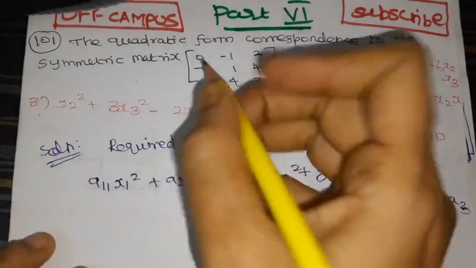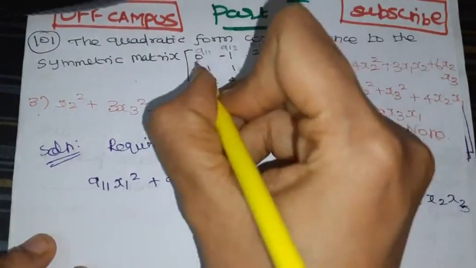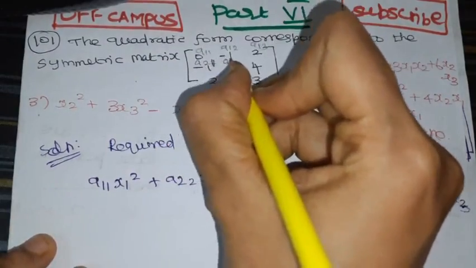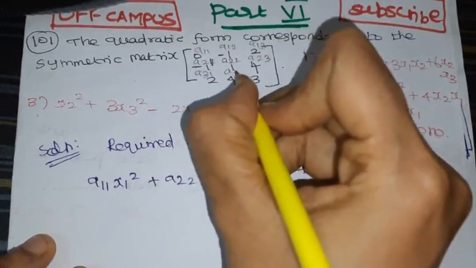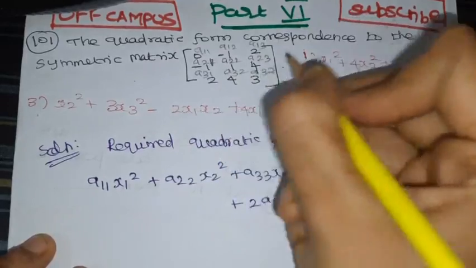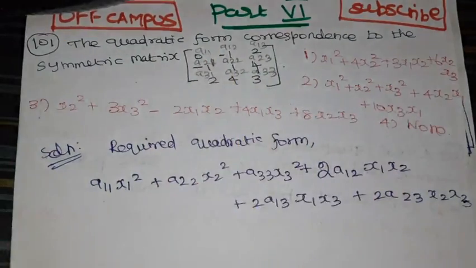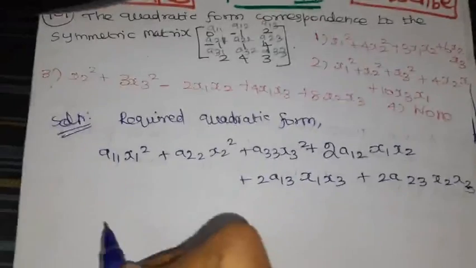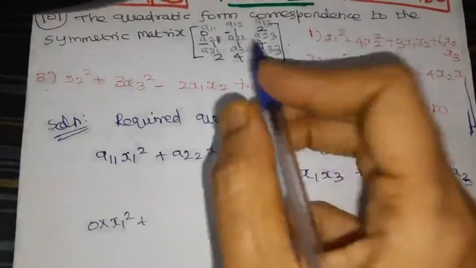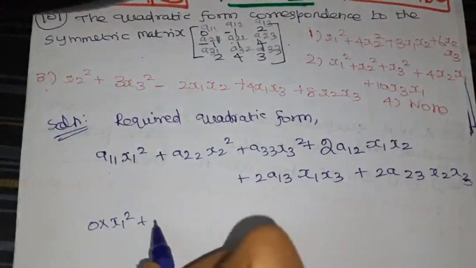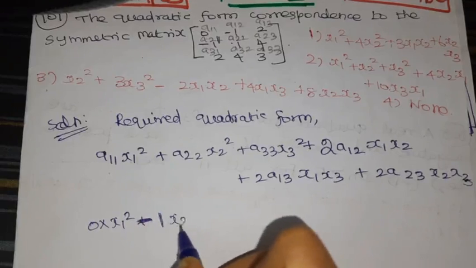In that, what is a11? Write down a11, a12, a13, a21, a22, a23, a31, a32, a33. So just substitute all these values. So a11 x1 squared: a11 is nothing but 0, so 0 x1 squared, plus a22 x2 squared, where a22 is minus 1, so minus 1 x2 squared.